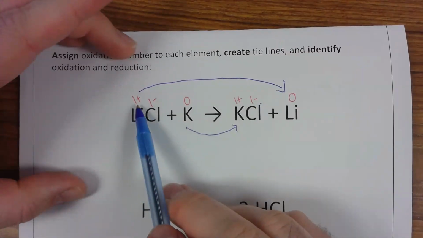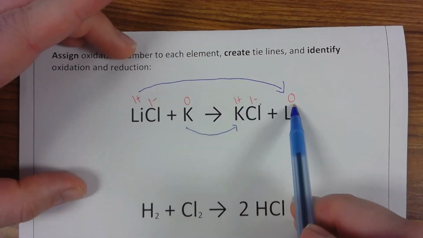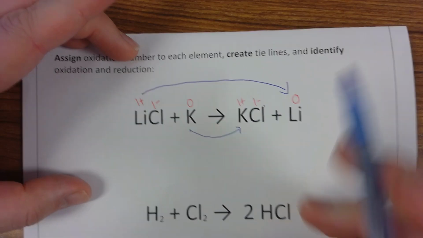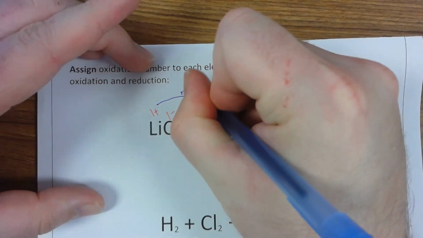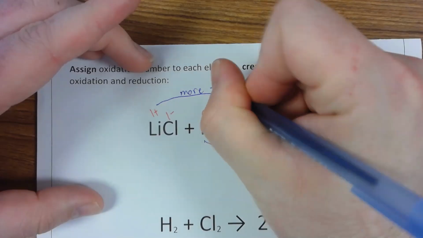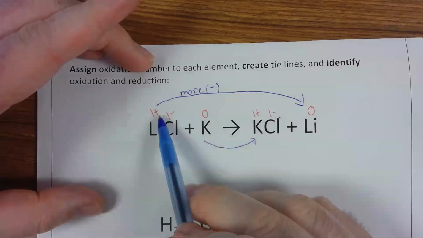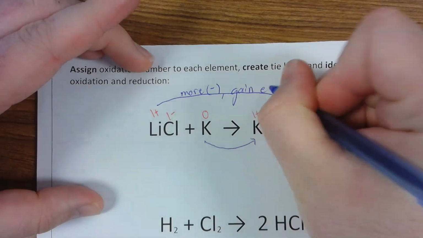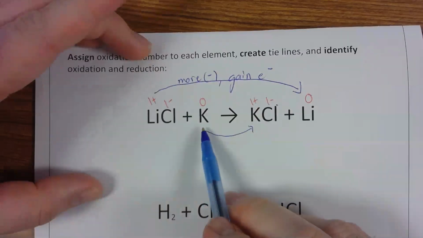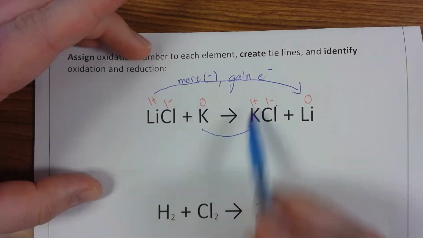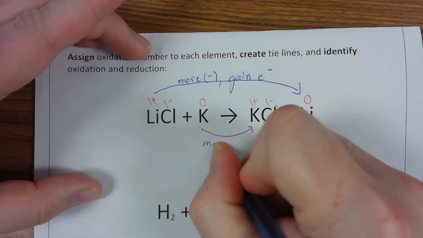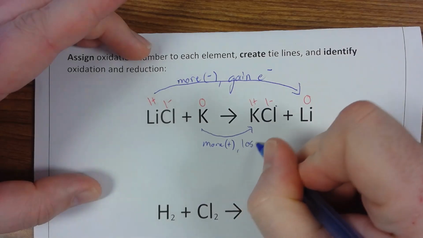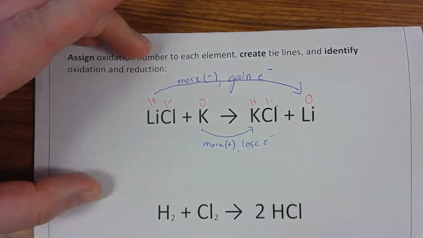Well, the lithium is going from a 1 plus to a 0. So what that tells me is it's becoming more negative. And the only way you become more negative is by gaining electrons. And then over here, looking at the potassium, he goes from 0 to 1 plus. He's becoming more positive, which means he's losing electrons.